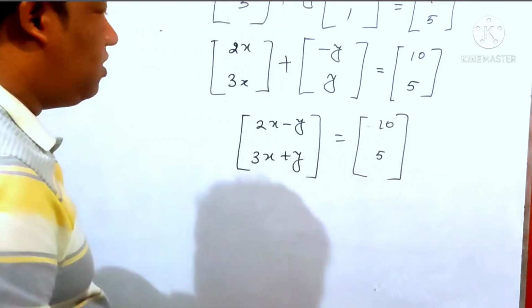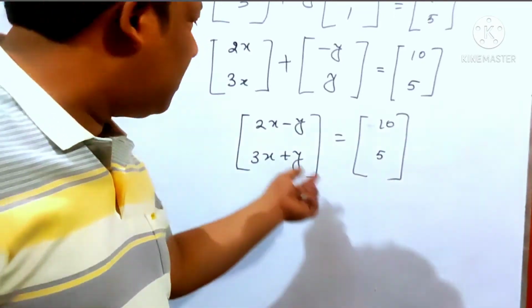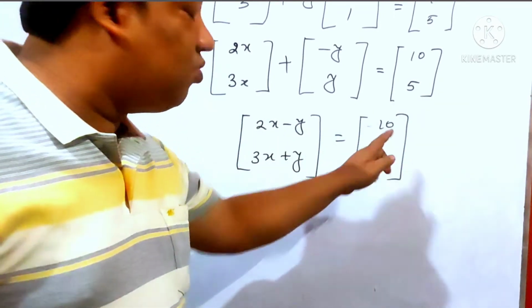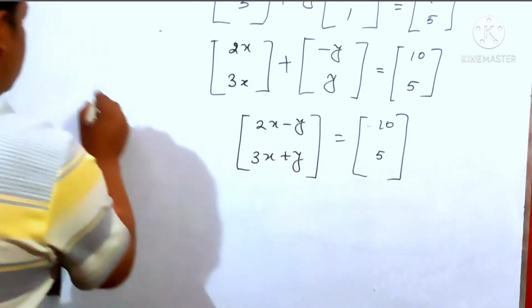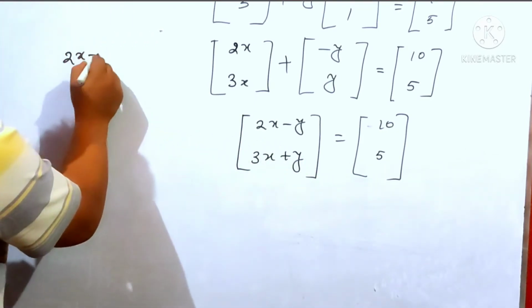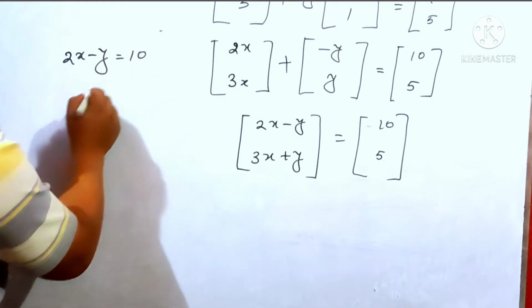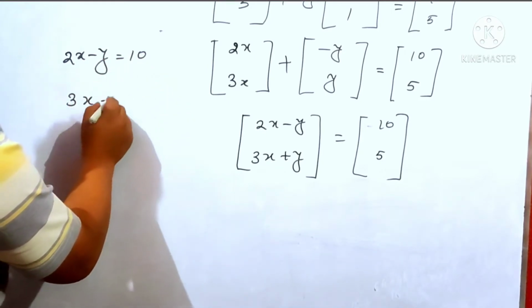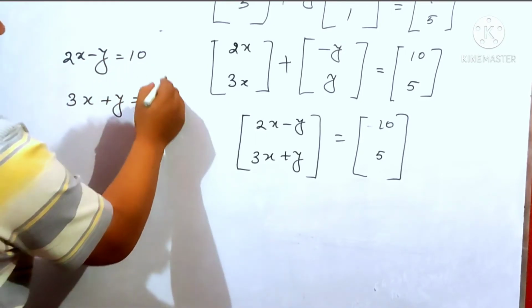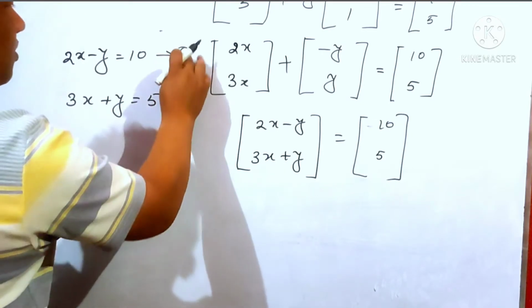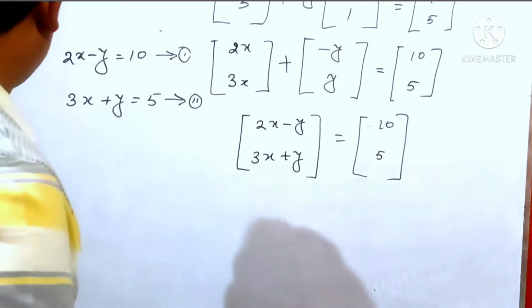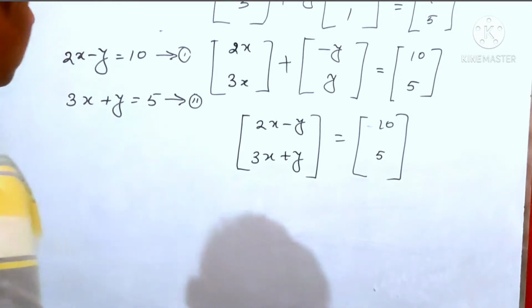So my students, look here. Now you get the first part 2x minus y equal to 10. Now you compare both sides. You get 2x minus y equal to 10 and 3x plus y equal to 5. So these are the two linear equations. Now you just solve these two linear equations and you get the answer.